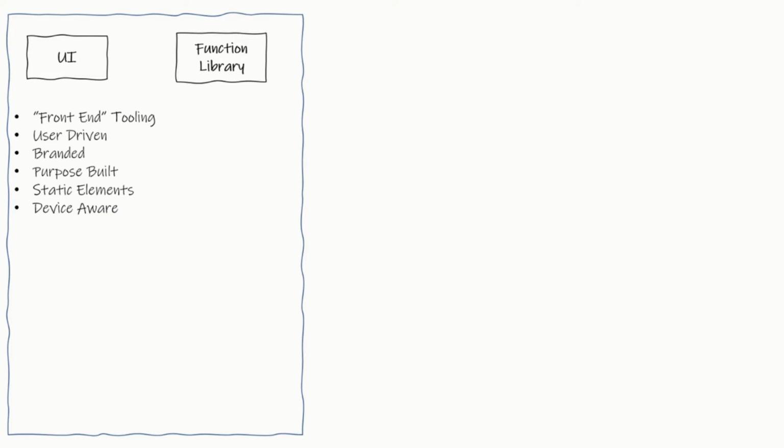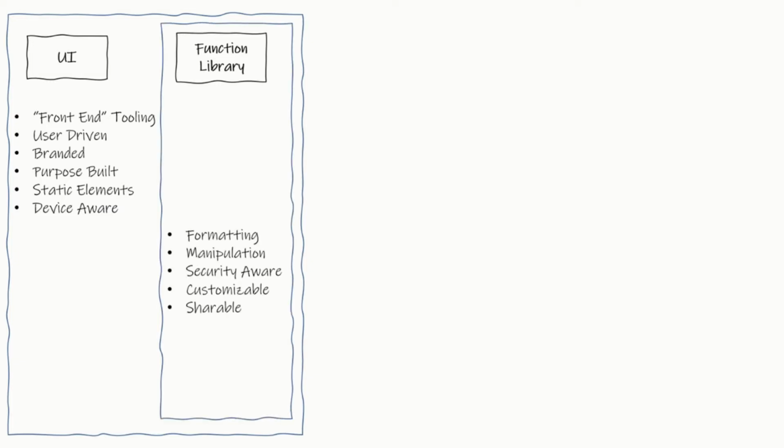The decisions you make are very driven by your user. It's going to be custom branded, possibly purpose built for this very specific use, and then thrown away later. And you're going to have imagery and style sheets and things like that that are very specific to this experience, or all the way down to things being aware of what kind of device they're running on and changing and being very dynamic and driven by that function library, which manages the formatting, it manipulates data, it handles security for you when it needs to talk to the back end.